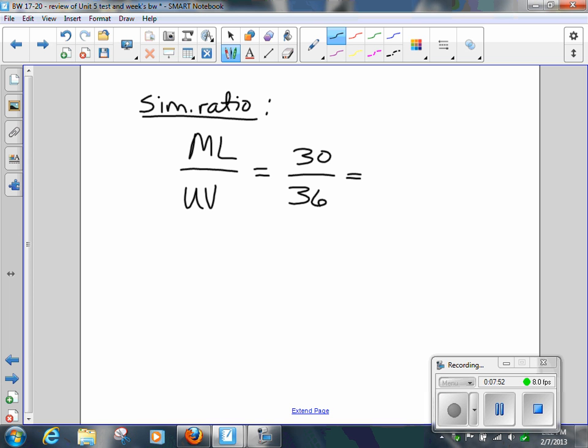What's the similarity ratio, y'all? How much? 5/6, isn't it? The similarity ratio will be 5/6, okay? That's what you should have gotten once you checked all of those ratios.